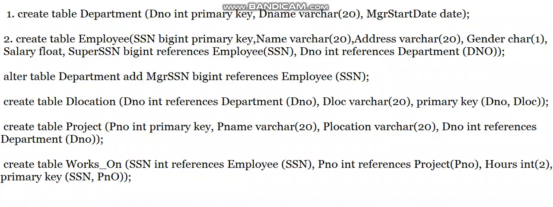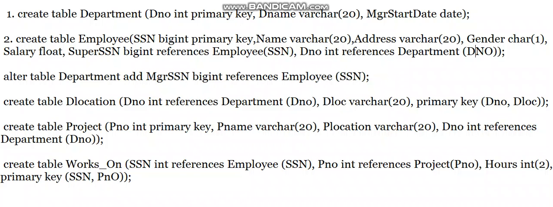So how to create an employee table? Create table employee with all your attributes, with their values and constraints. I'm adding SSN as big int and as a primary key, name, address of the employee, gender, salary, super SSN. Now see, it references the same table, employee, attribute SSN. Then the department number: because the department table is already created, I can refer to it now. So department number int references department number.